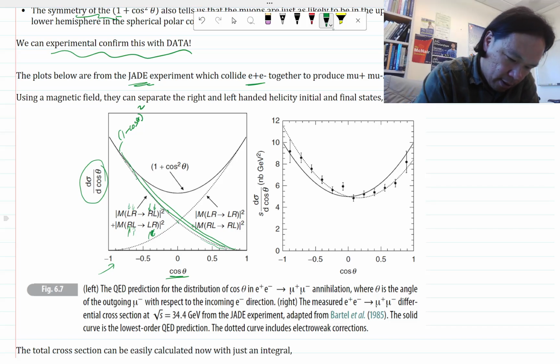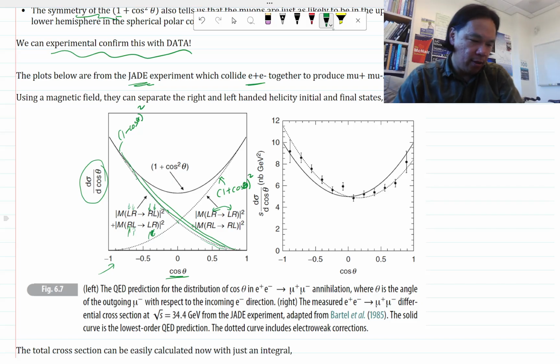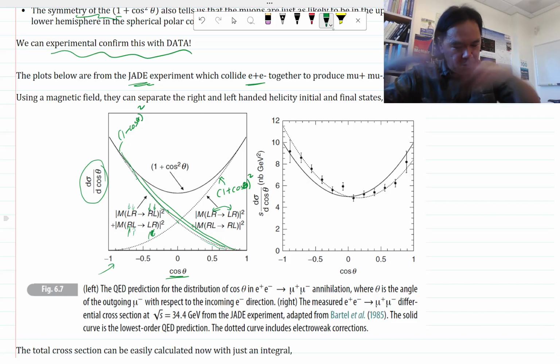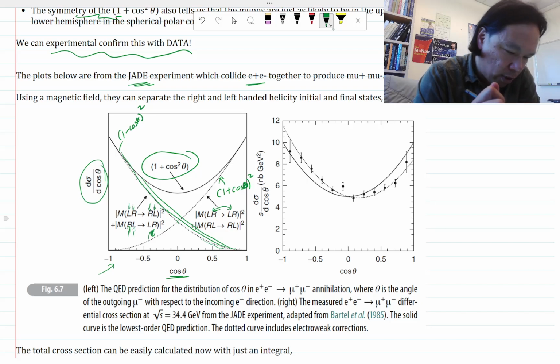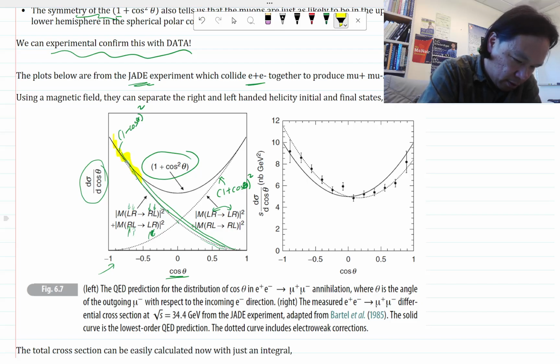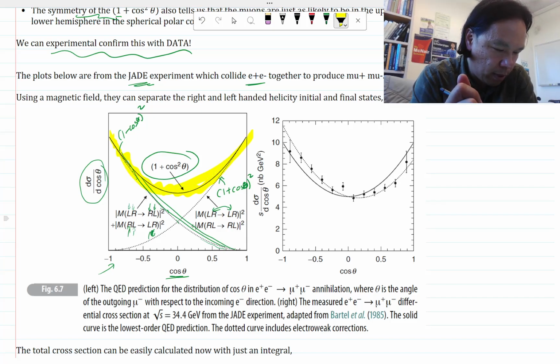Okay, and the one where the helicities don't swap is actually 1 plus cosine theta squared, right? When you add them up and average over all the possible incoming and outgoing spin states, you get 1 plus cosine squared, using just some multiplications of cosine. This is the combination of both of them together, and we see that it behaves exactly like a 1 plus cosine squared theta function.